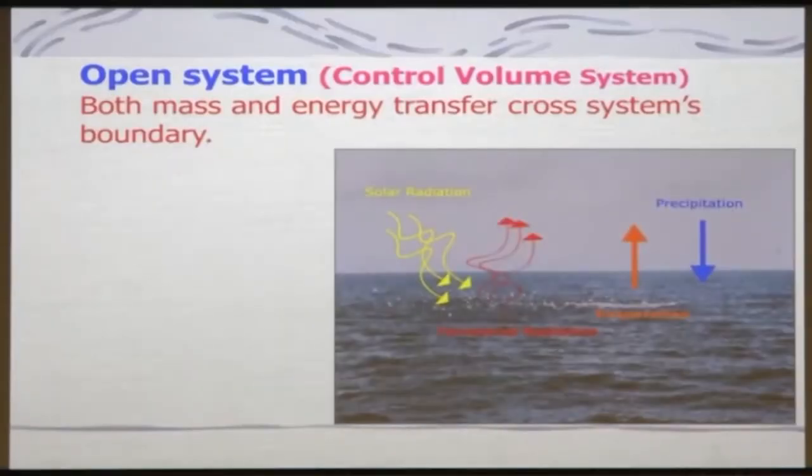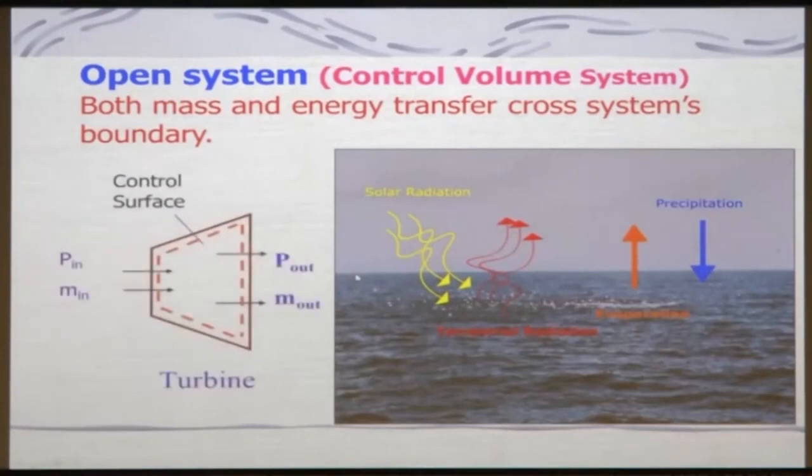So what is happening here? The solar radiation is coming in and going out, and there is precipitation. So we consider this as an open system. For that I can take this as the system boundary. This is my system boundary.